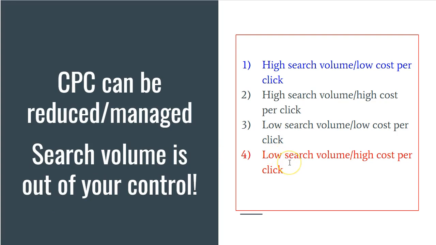So that was the worst case scenario. But what about the best case scenario? Best case scenario is you have a high search volume and low cost per click. So that's like we saw, Austin.